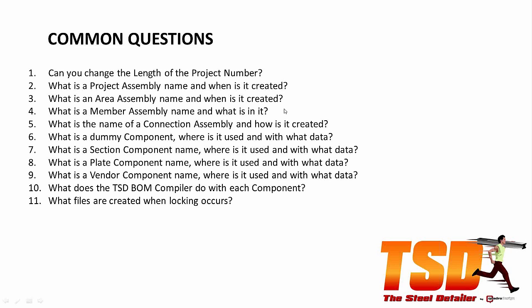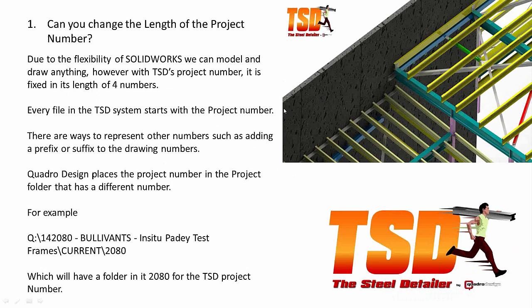So every file in the system starts with a project number, which is perfect for the EPDM Vault. There are ways to represent other numbers, such as adding a prefix or a suffix to the drawing numbers. Down the bottom I've got an example of how Quadro Design, the company that I work for, does it, because we have a team of people that do beta testing for the software and also work on live projects. You can see that they've got a project number which is 142080, and they use the 14 to represent 2014. Then you can go down through the path and you'll get to the 2080. You'll notice the 2080 is the same as what's in the very first project number. The 2080 is the TSD number for the project.